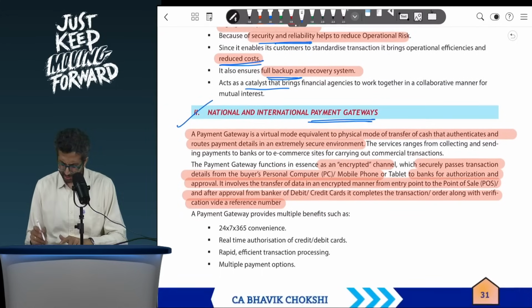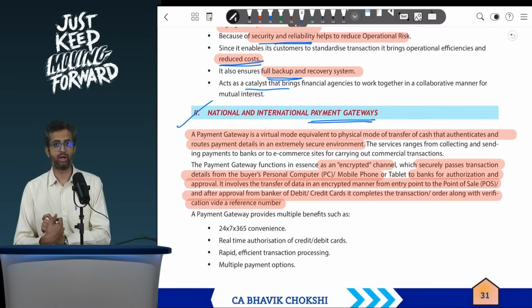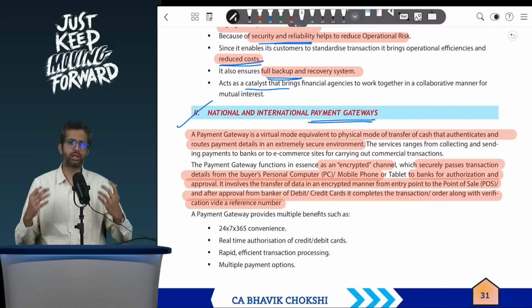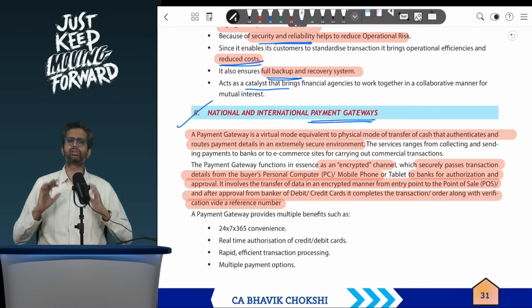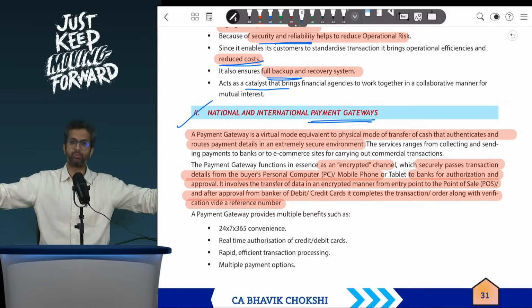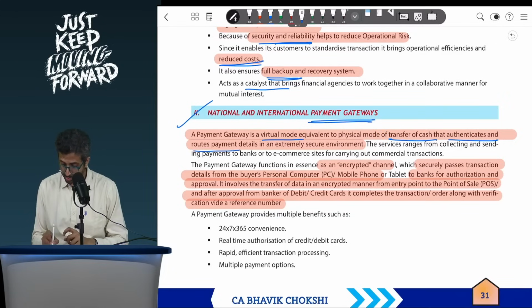So basically, what is a payment gateway? A few keywords would be an encrypted medium. It acts as an intermediary or a bridge between the buyer and the point of sale seller. It provides an encrypted interface whereby you can get the validation from the bank and provide a reliable, trustworthy framework where the monetary transactions can go through. A payment gateway is a virtual mode equivalent to the physical mode of transfer of cash that authenticates and routes payment details in an extremely secure environment.